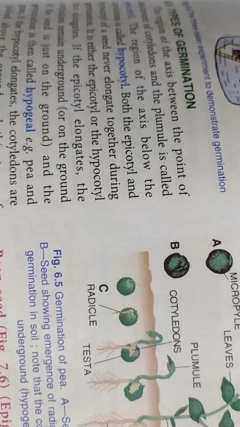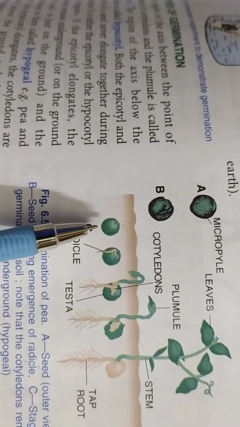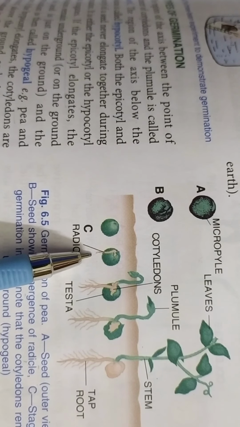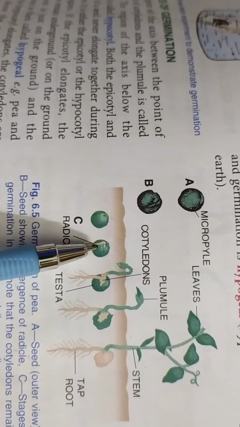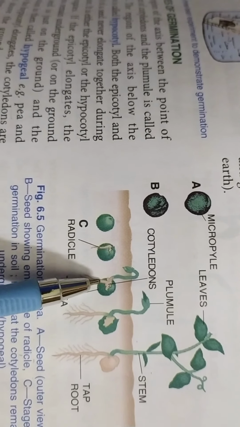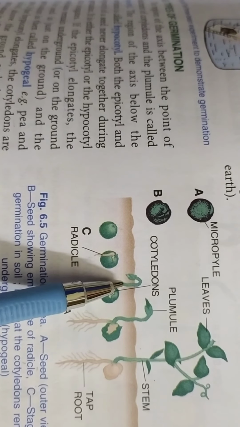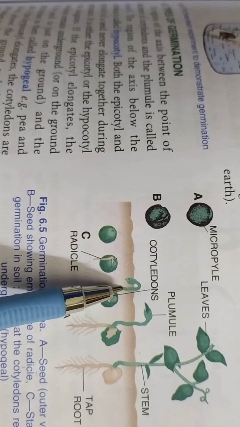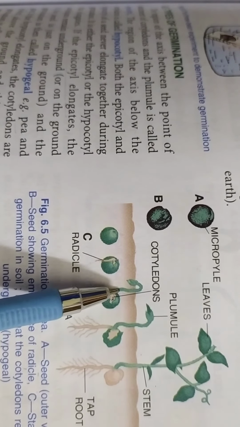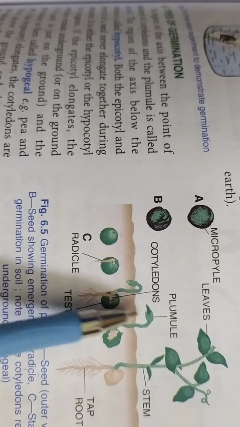You can see the germination of the pea plant. Here they have shown this is the seed. Now we have sown the seed in the soil. Now the radicle starts emerging out, and from here the plumule. Now this epicotyl starts emerging, the region between the embryo and the plumule. This region starts first, and when it emerges, slowly it will elongate.